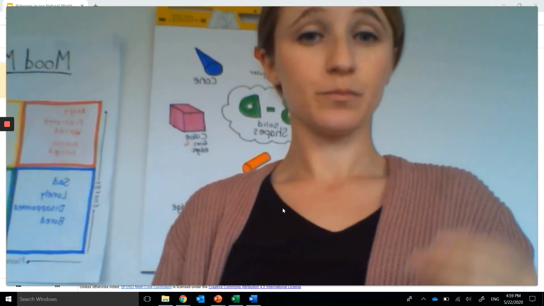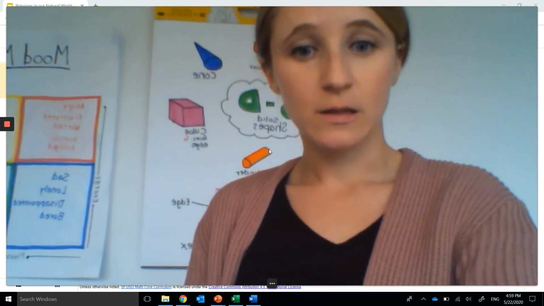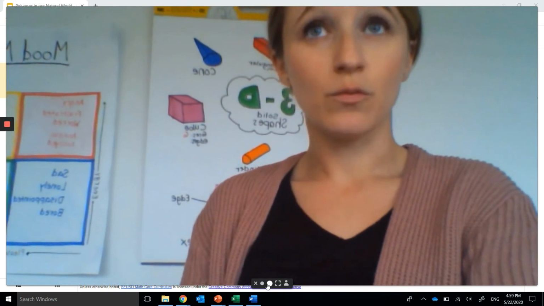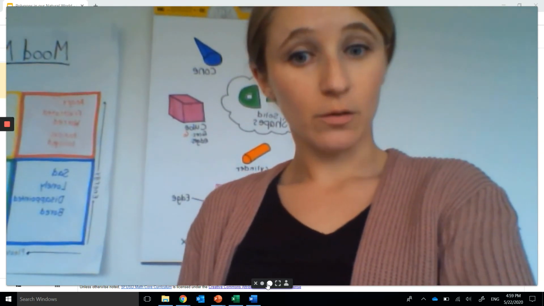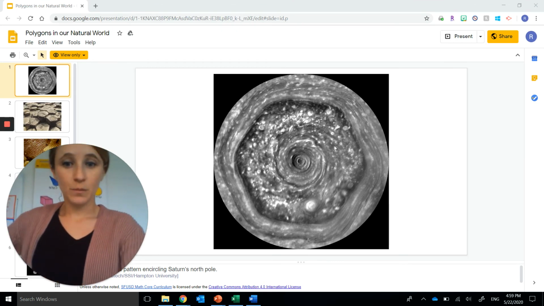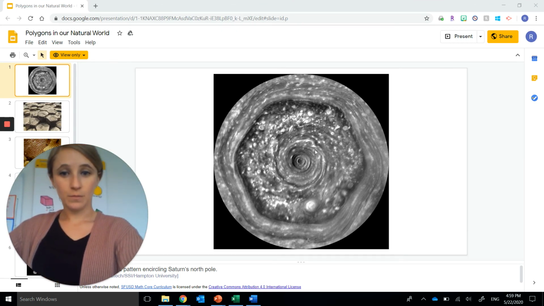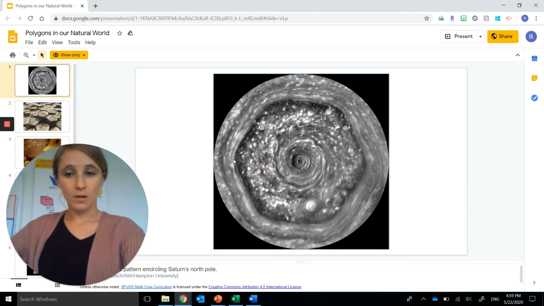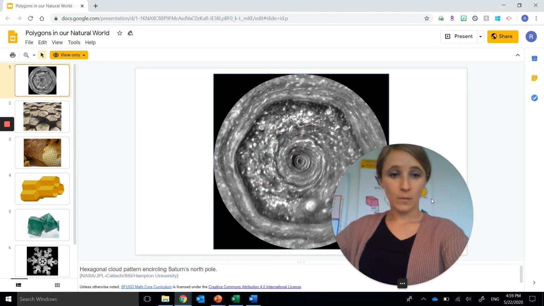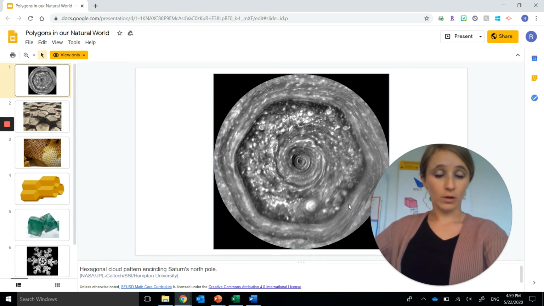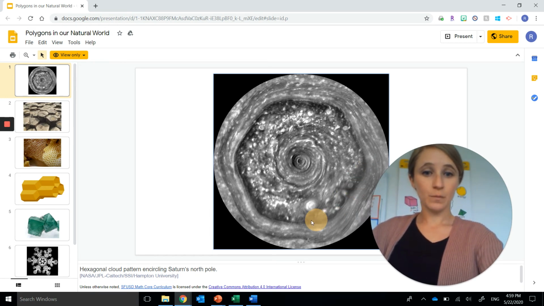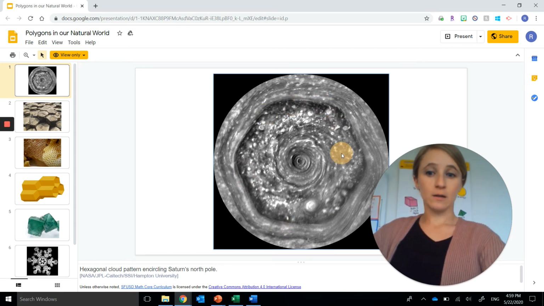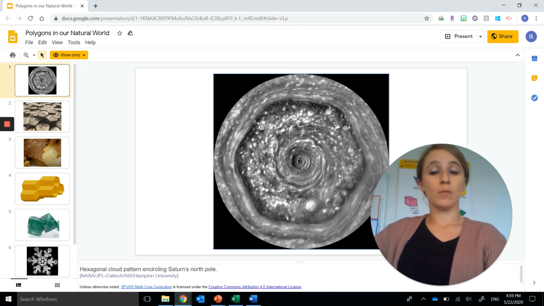All right. Right now, I'm going to show you guys some pictures of some of these things in real life and how they might look in real life. Okay, look at this picture right here. This is a picture of a hexagon in real life. If we count, it has 1, 2, 3, 4, 5, 6. This is a picture of a cloud going around Saturn, the North Pole of Saturn. Okay, let's look at the next one.